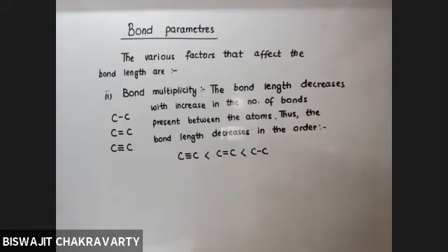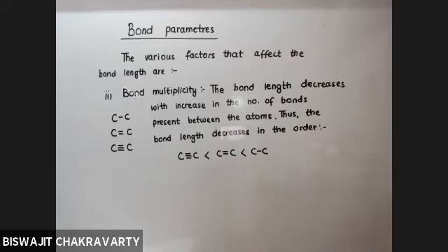So these are the two factors on which the bond length depends. As the atomic size increases, bond length will increase, and as the number of bonds increases, bond length will decrease.